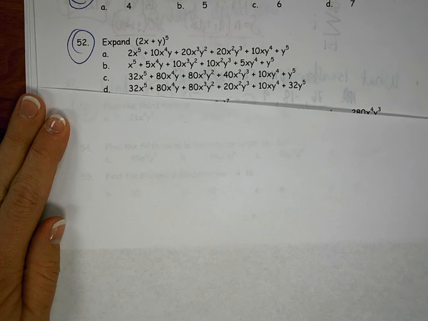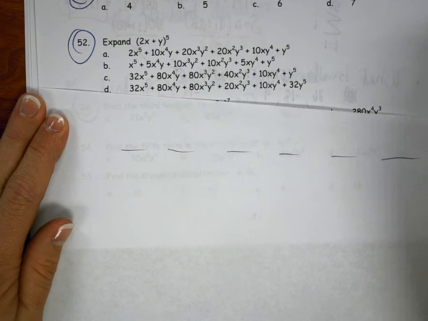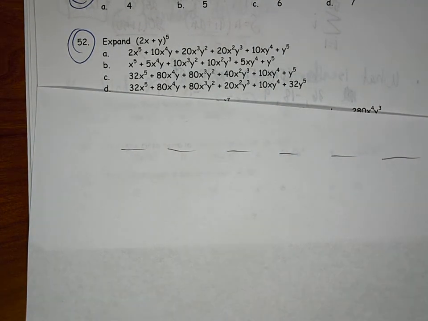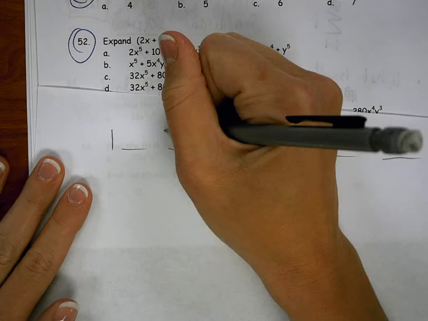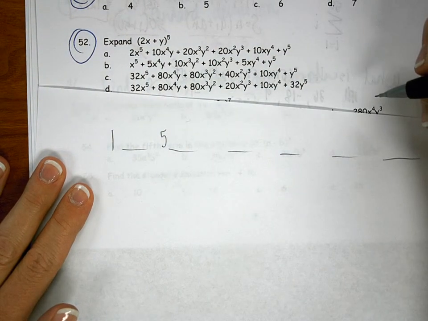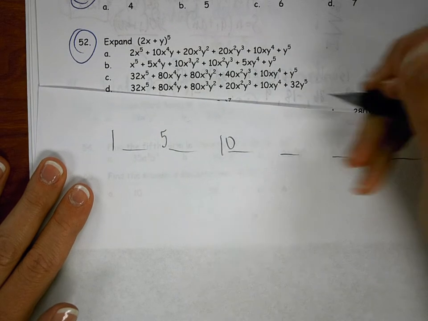How many terms will it have? 6. 1, 2, 3, 4, 5, 6. You might want to write part of Pascal's triangle down if you want to. If not, you could always do your combinations. But I know that it goes 1, 5. What is the next one? 1, 5, 10, 10, 5, 1. Is it 10, 10, 5, 1?